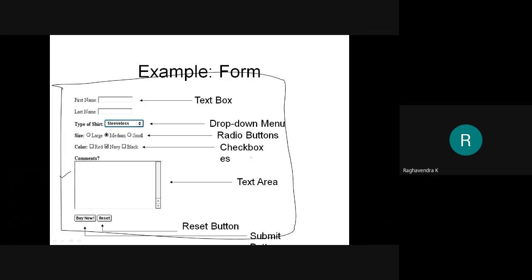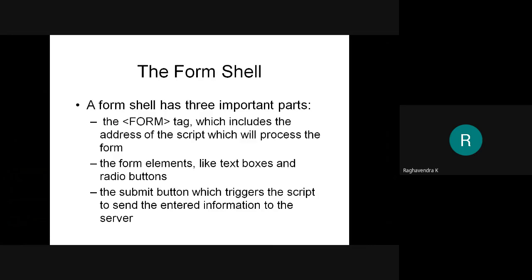This is a form, and an HTML page can contain several forms like this. Let us look at how we can generate this particular form one by one. As I mentioned earlier, the form shell has three important parts. One is the form tag, another is the form elements, and another is where you specify how exactly this form has to be processed.